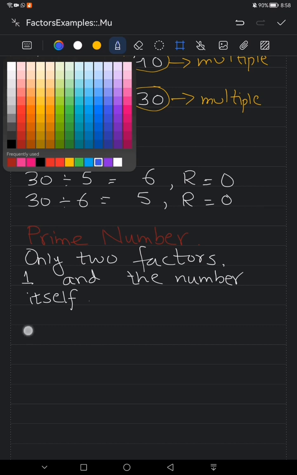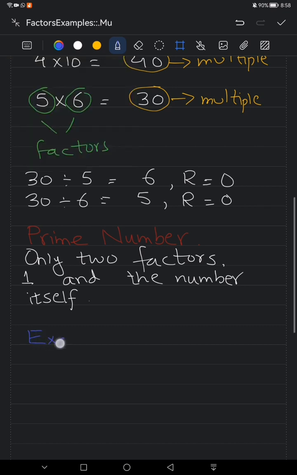Let's do some examples. Look at the number 2. We get the number 2 by multiplying 1 by 2. So 2 has only two factors, 1 and the number 2 itself. It does not come in any other table. So I can say that 2 is a prime number.